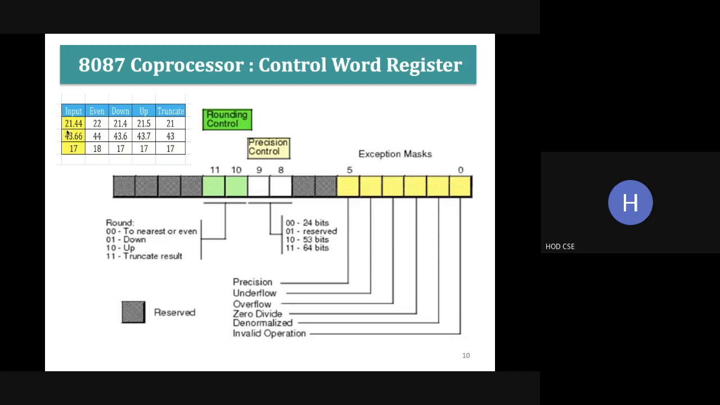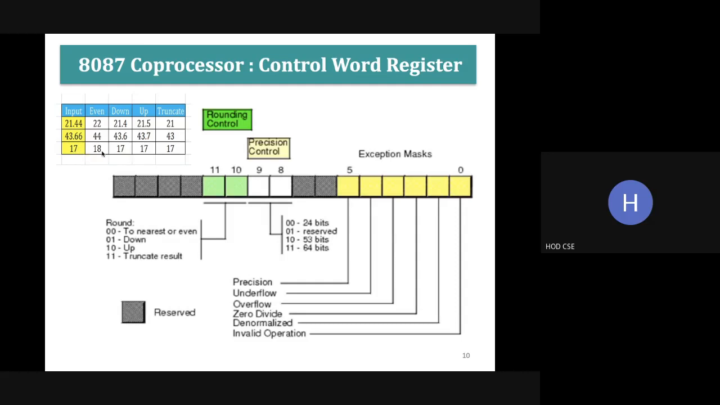So if the input is 21.44, round to even gives 22, round down gives 21.4, round up gives 21.5, and truncate means we truncate the decimal point, giving 21. Likewise, if we take the input as 43.66, round to nearest gives 44, down gives 43.6, up gives 43.7, and truncate gives 43.